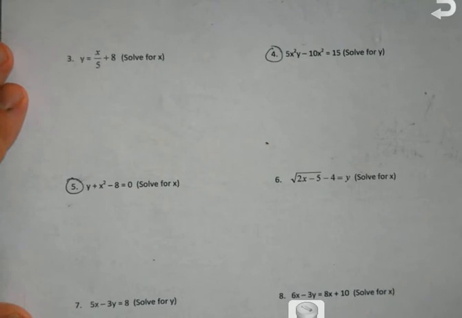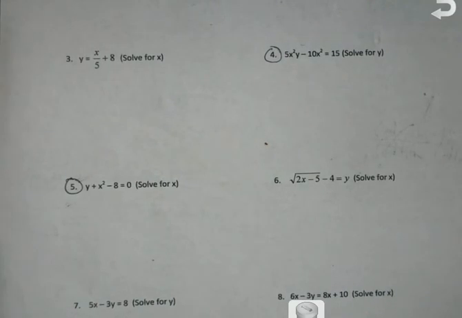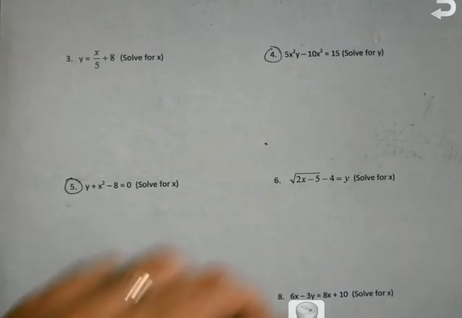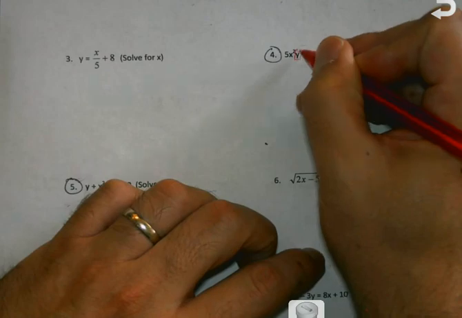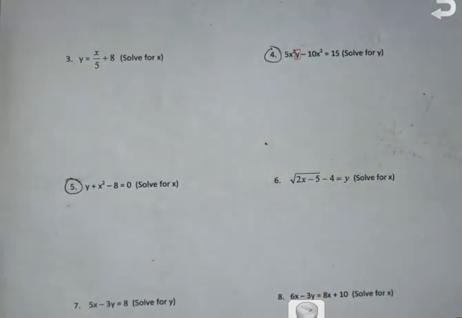Okay, number 4. It says solve for y. Okay, well, one happy thing. I notice there's only one y, so it's not like there's multiple ones that I have to concern myself with. So in this case, anybody have an idea on what I might want to do first to start working on isolating my y term?